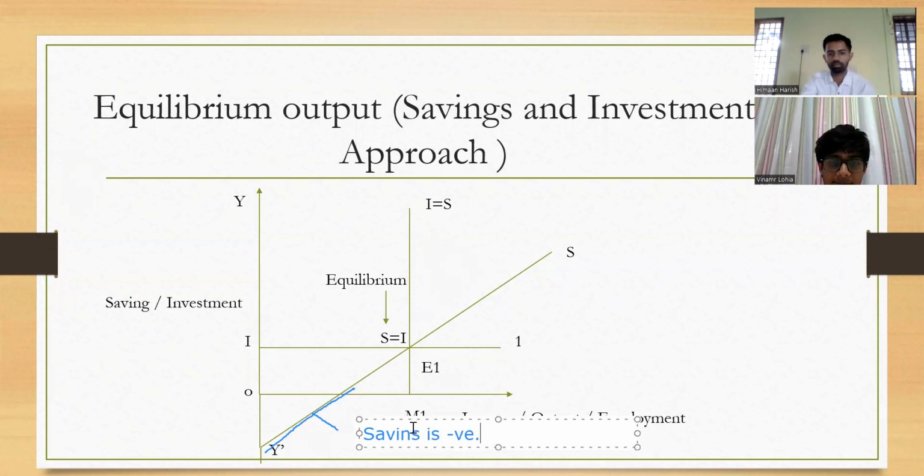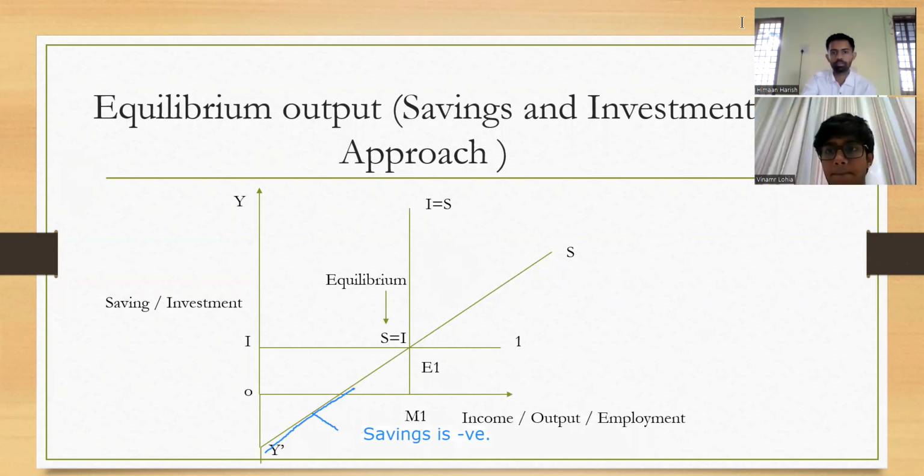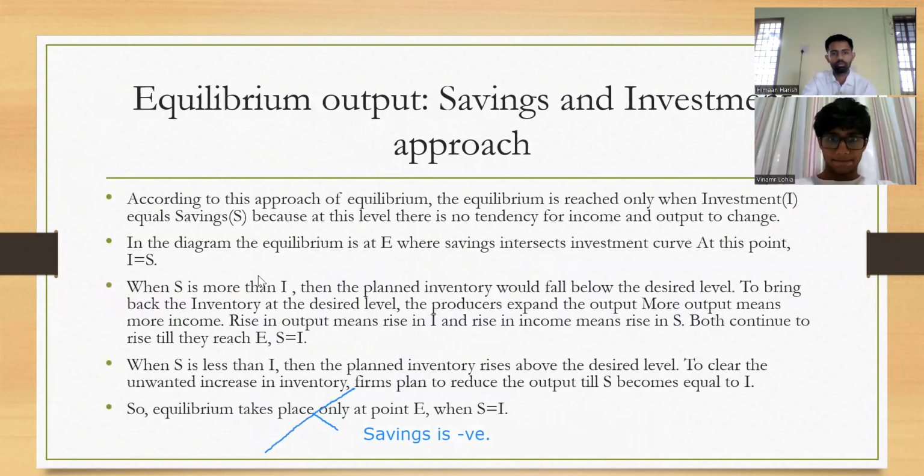That's a symbol of negative, right? Right. So it's a very simple explanation which is given here. When S is more than I, then the planned inventory would fall below the desired level. To bring back the inventory at the desired level, the producers expand the output. More output means more income. Rise in output means rise in I, and rise in income means rise in S. So both continue to rise till they reach E, or S is equal to I.